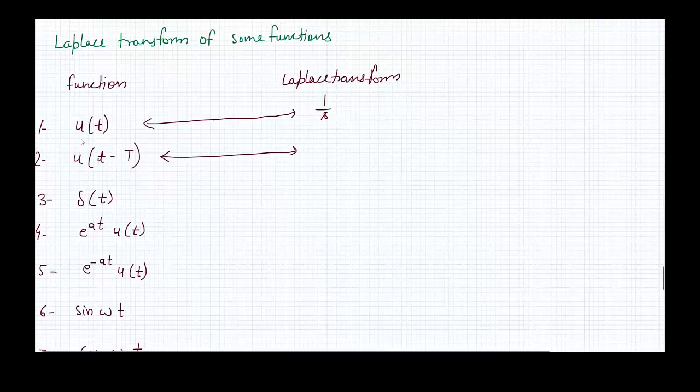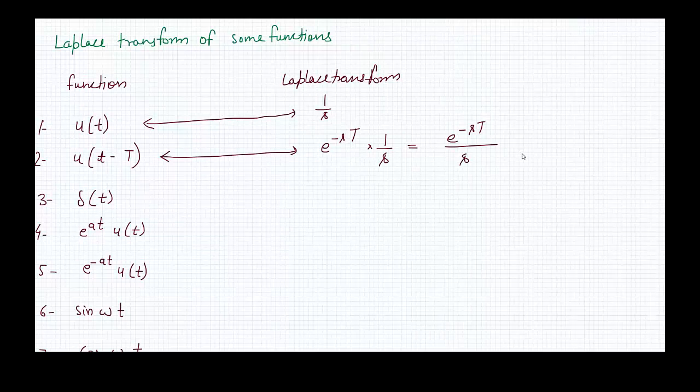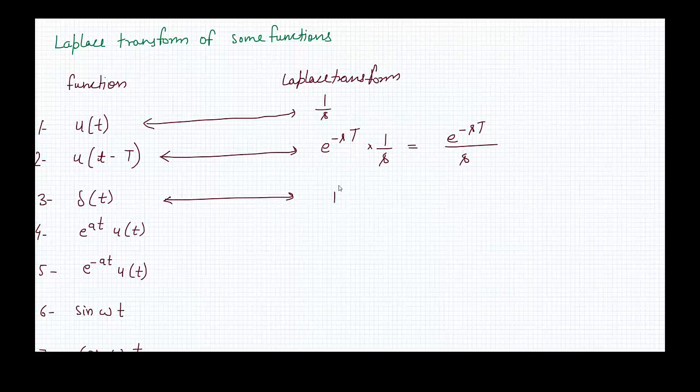So the Laplace transform of u(t) we know is 1 by s. What is the Laplace transform of u(t minus capital T)? It is simply e to the power minus sT, where instead of a, T is written here, into 1 by s, or you can write it as e to the power minus sT upon s. So it is easy to calculate using these properties. For delta(t), you should directly remember that the Laplace transform of delta(t) is 1, because we solved it in the previous class.